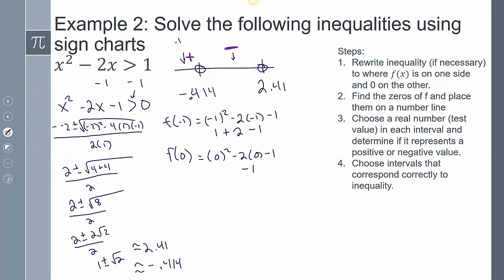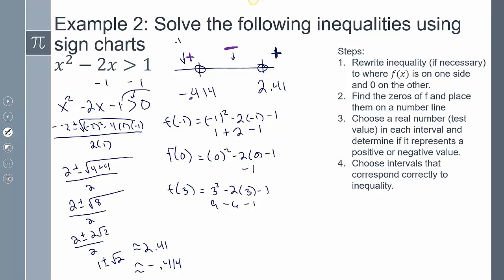And then picking a value, let's say 3. So f of 3, that's going to be 3 squared minus 2 times 3 minus 1. 9 minus 6 minus 1, that's going to be positive. So now that I have my regions, I need to choose the interval that corresponds correctly to the inequality.